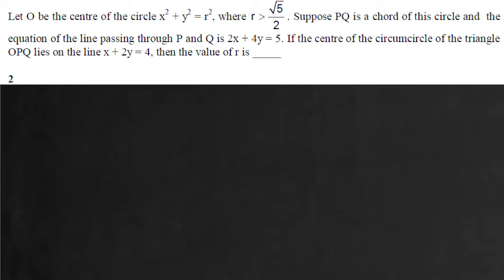Now here the question is, let O be center of the circle where R is greater than under root 5 by 2. Suppose PQ is a chord of the circle, and equation of line passing through P and Q is 2x plus y equals 5. If the center of circumcircle of triangle OPQ lies on this line x plus 2y equals 4, then the value of R is. So we have this circle with center at origin and radius equals R.